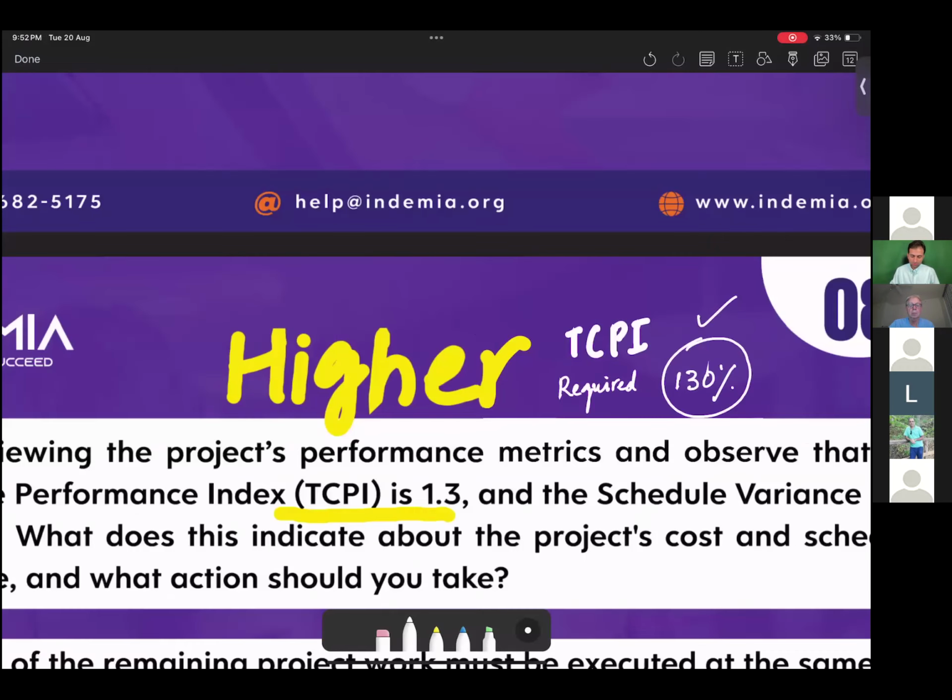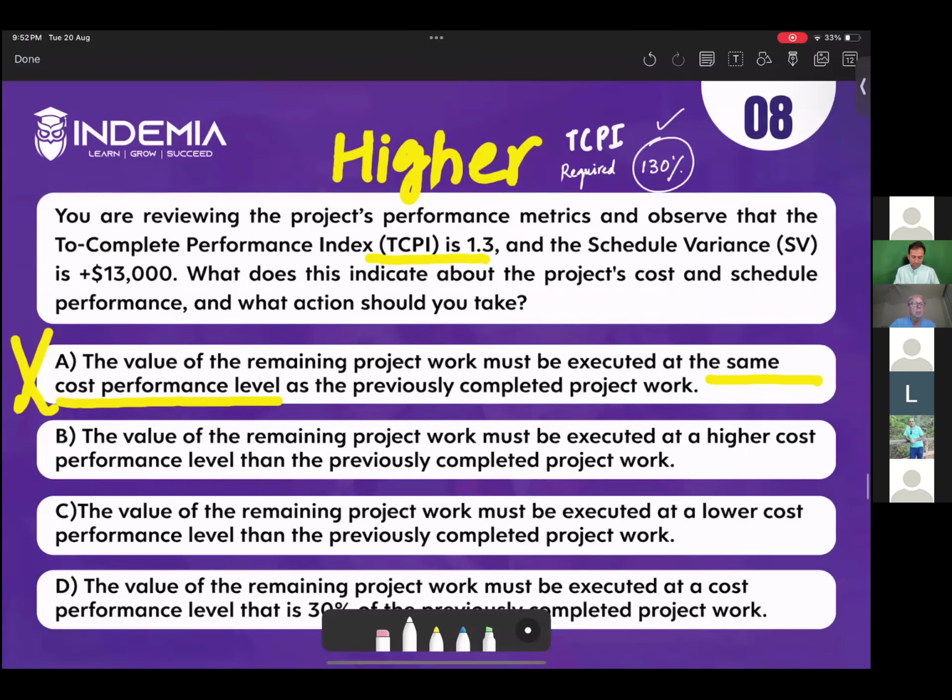Okay, so now read the options. Option A, the value of remaining project work must be executed at the same CPI. No, same CPI is already less than 100%. You understand it? It is less than 1. That's why we have higher TCPI. So A can't be the right answer.